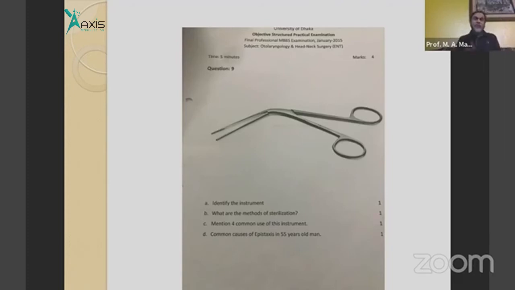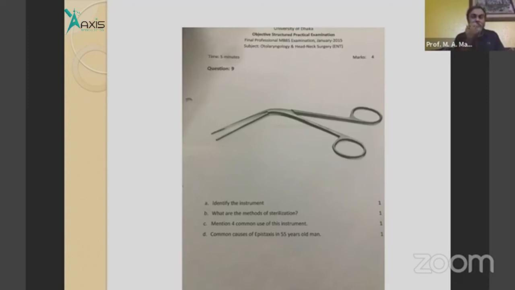Mention 4 common uses of this instrument. Basically, this is for packing the nose actually, as I say. So during epistaxis, for putting intranasal packing, number 1. Number 2, to take any bony chips from the nasal cavity in case of septoplasty operation or SMR operation. Number 3, giving intranasal packing in any other nasal surgery like your septoplasty or your SMR operation. Then we can also take some foreign body from the throat, like classical fish bone.